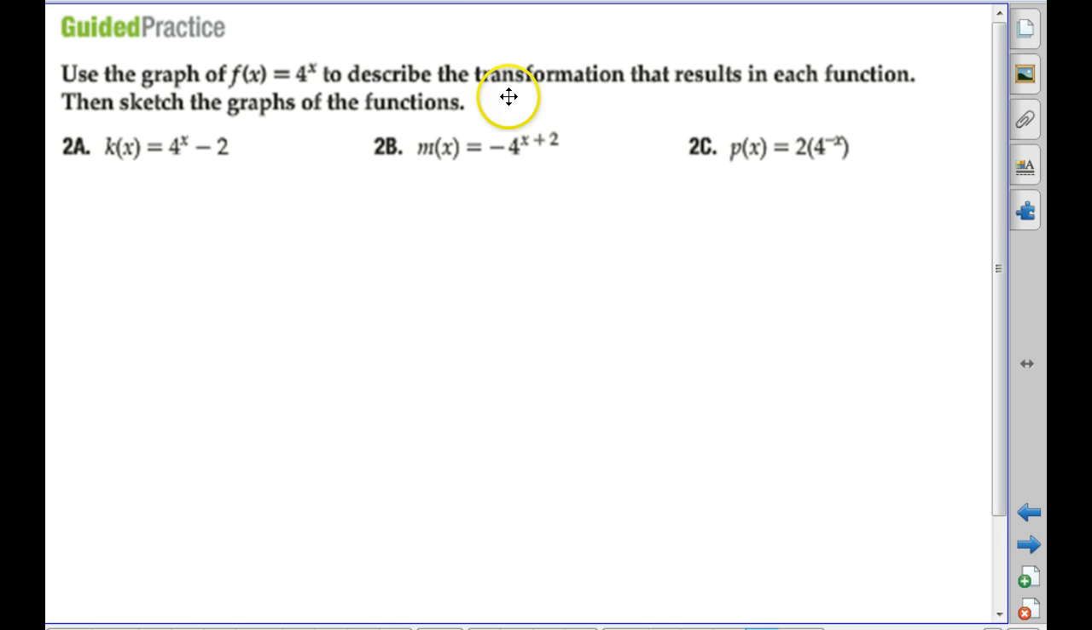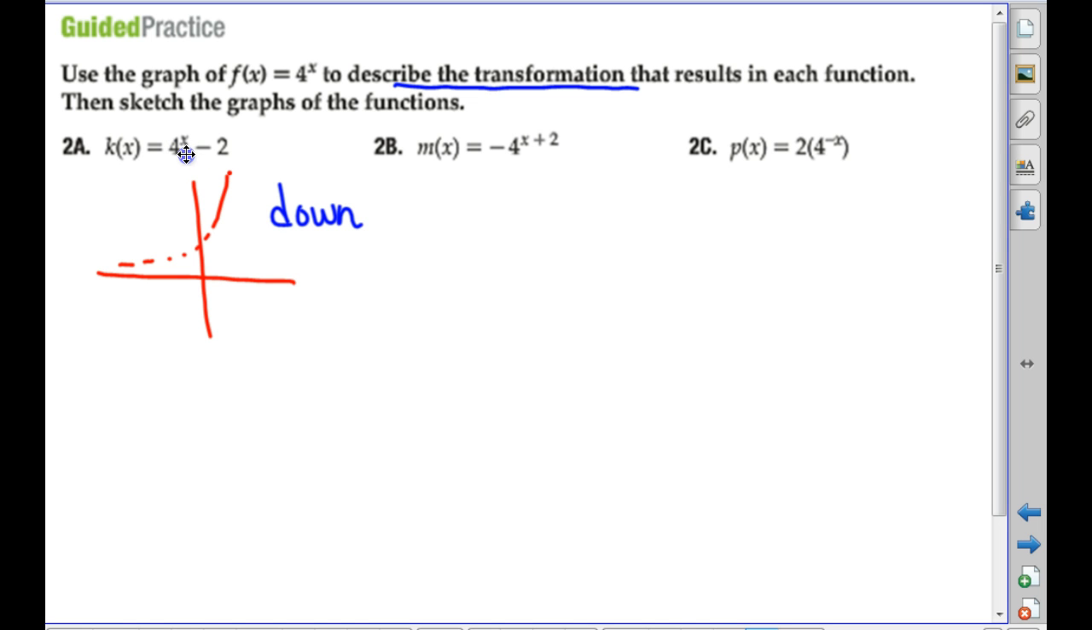All right, so describe the translation and then do a rough sketch. And I won't make us do all the crazy business about what it does, but 4 to the x is a growth function that looks like this. What is 4 to the x minus 2 going to do? So it's not on the x, it's on the whole function, so it's actually going to go down 2. So what will change? Yes, the horizontal asymptote is at y equals negative 2.